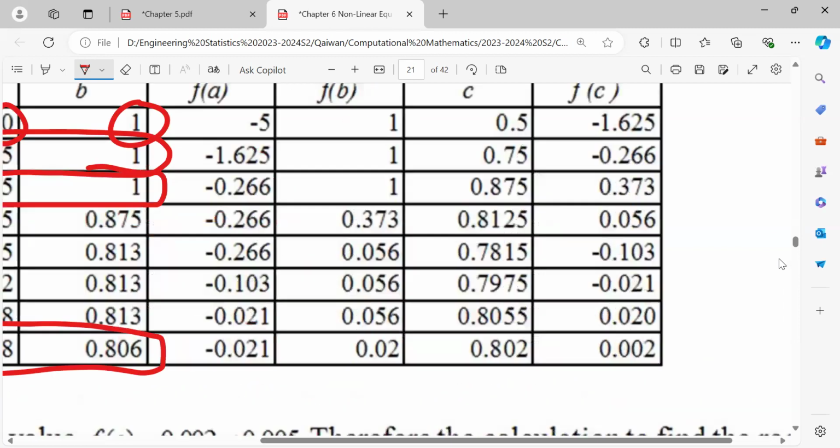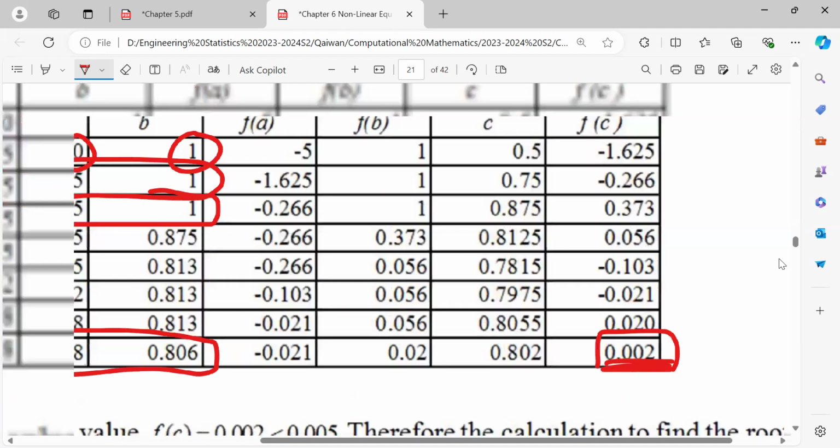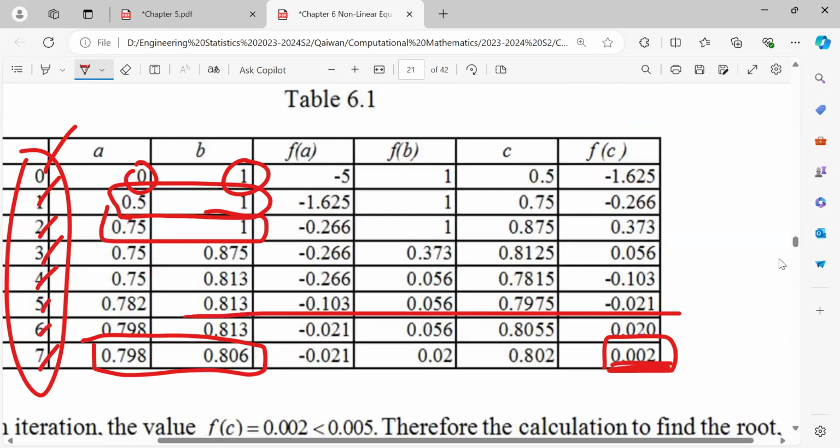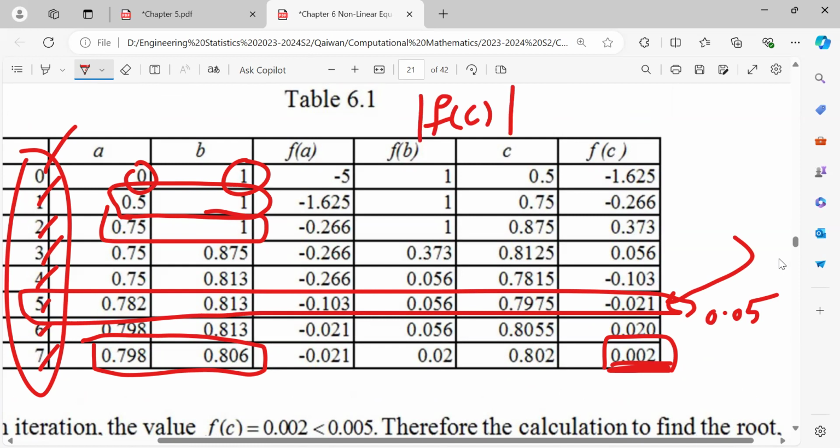Here, 3 decimal points are taken in the solution. But for the given example, you should stop here, as this is less than 0.05. What about negative? No, absolute value. We always take its absolute value. We said f of c in absolute value must be less than the error.